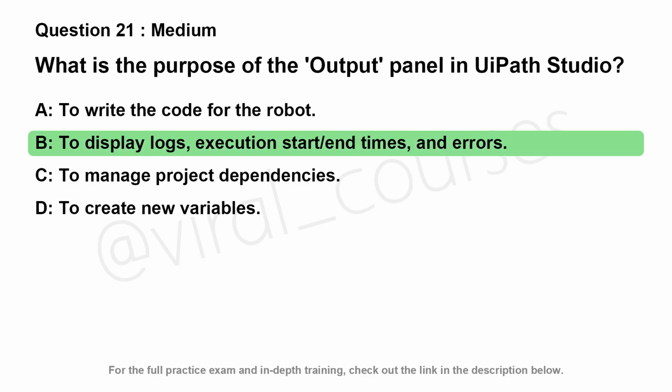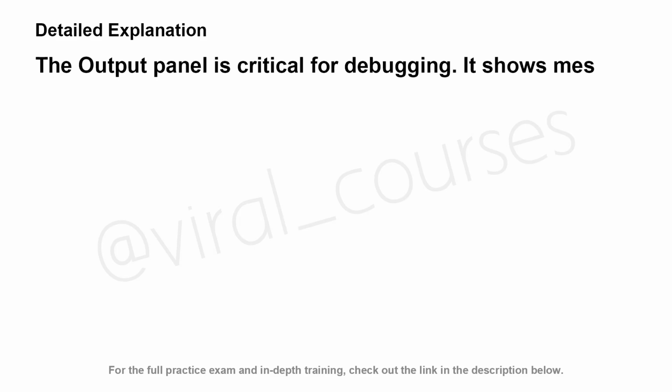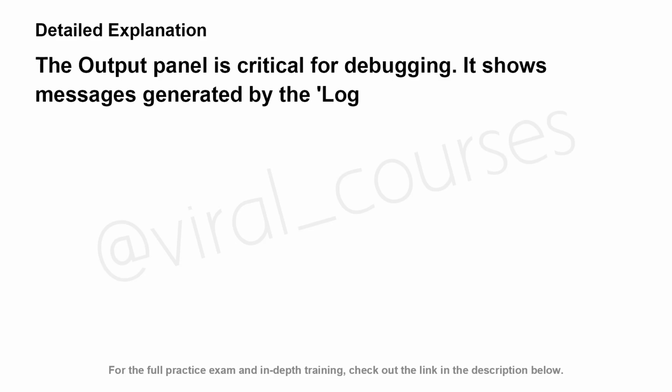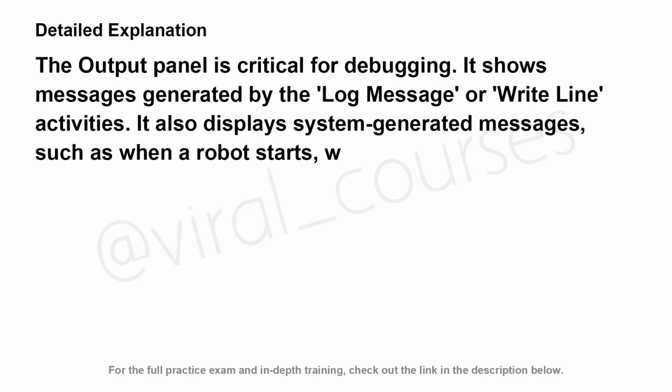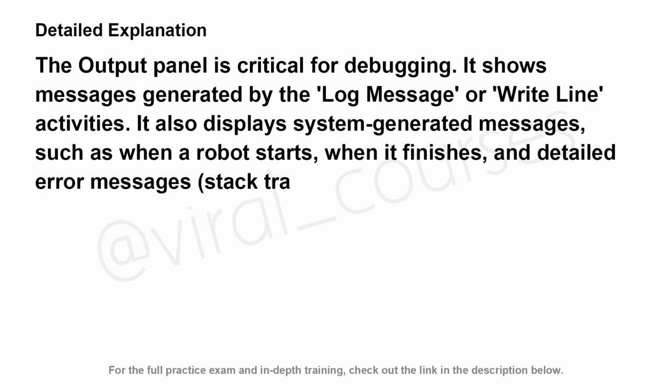The correct answer is B. The output panel is critical for debugging. It shows messages generated by the log message or write line activities. It also displays system-generated messages, such as when a robot starts, when it finishes, and detailed error messages and stack traces if a process fails.